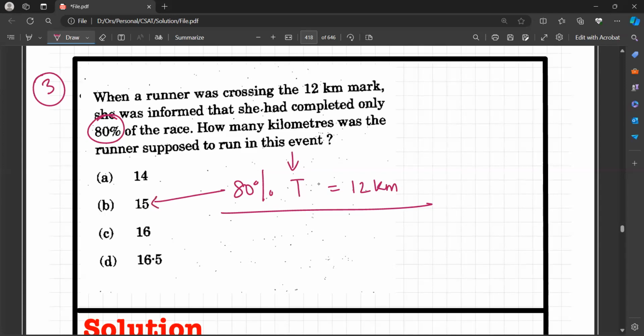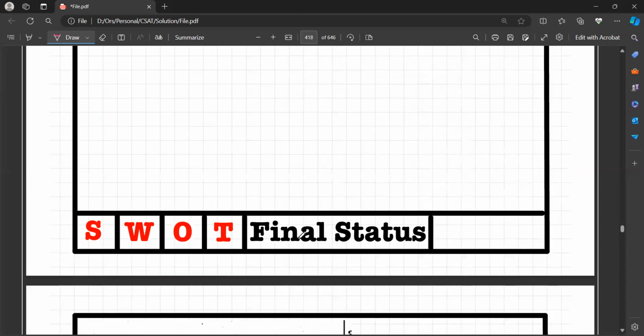Why? Because 15 into 8 is 120. Is it clear? So 12 आ रहा है. So that will be your answer. The answer would be B. Got it? Let us go to the next problem. That is question number 4.